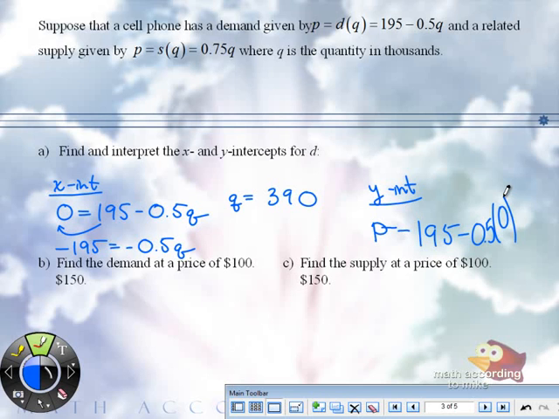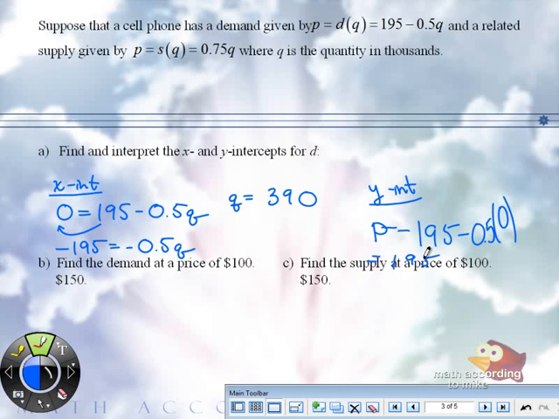So you want to find the x-intercept, make the y 0. And you want to find the y-intercept, make the x 0, and then whatever you do to solve it. Here we had to subtract 195 and then divide. Here we don't have to do anything, because what's 0.5 times 0? 0. So we'll have 195 minus 0, which is 195.